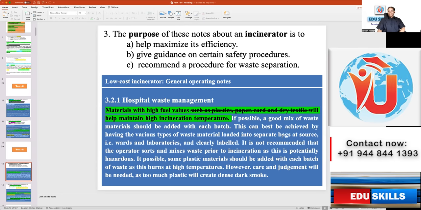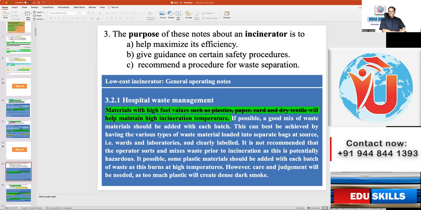No, father. Yes, can explain. Yeah, you have the chance to argue. Let's discuss. Okay. There is telling, yes, this can be best achieved by having the various types of waste material loaded into separate bags at the source. What can be achieved? This means high temperature. This mix of, yes, high incineration temperature, of waste materials should be added with each batch. And this can be achieved by having the various types of waste material loaded into the separate bags at the source.